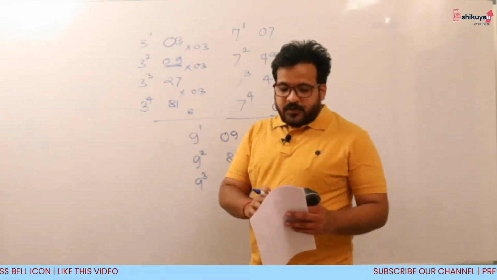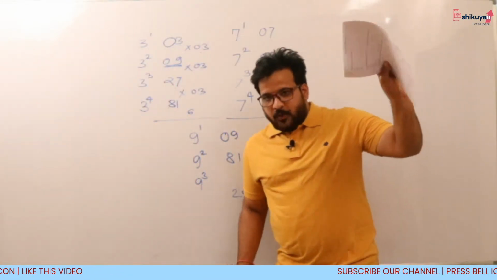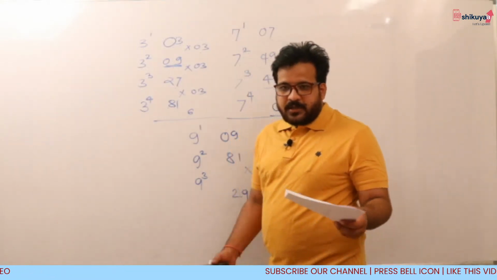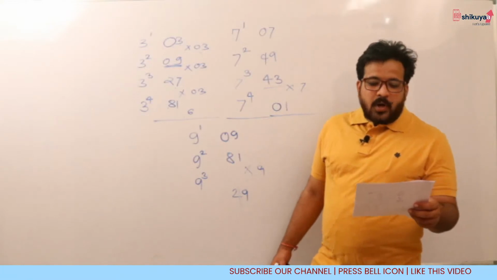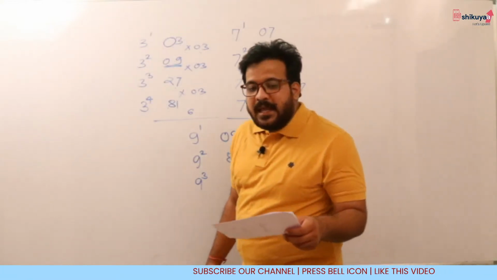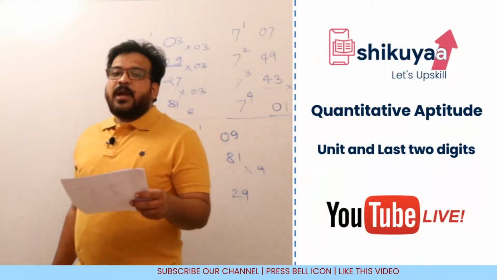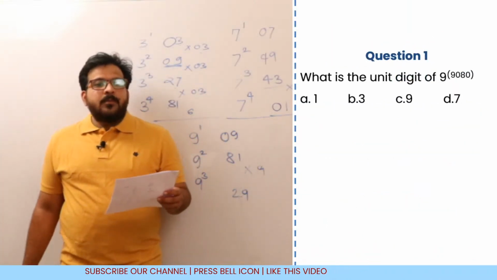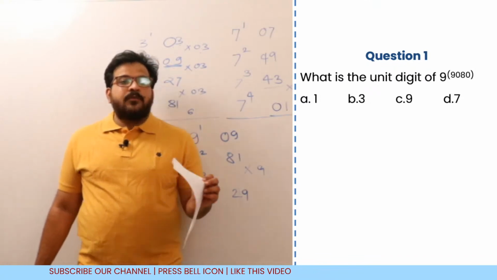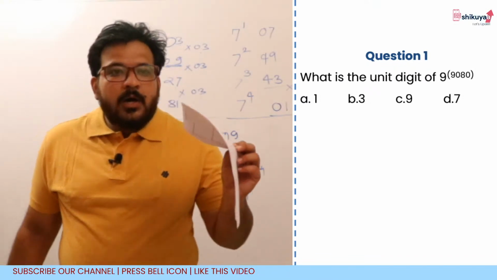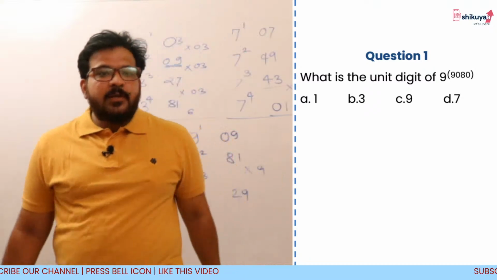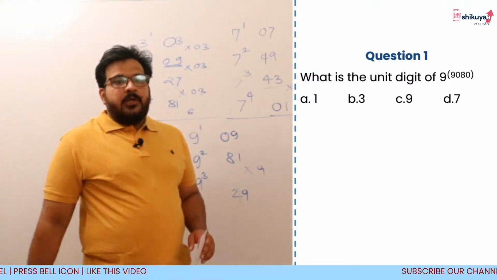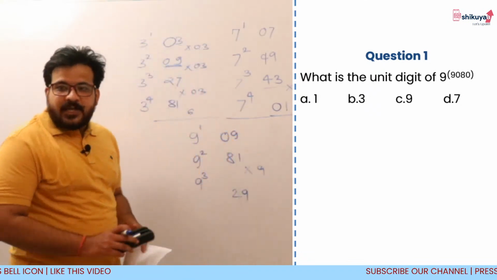I am just trying to convince you, because if you look at the first problem, Ajay sir, would you bring the first problem on the screen? The first problem is, what is the unit digit of 9 raised to 9080? You can check on the screen. Am I right? So if you look at this pattern, it is asking about the unit digit.